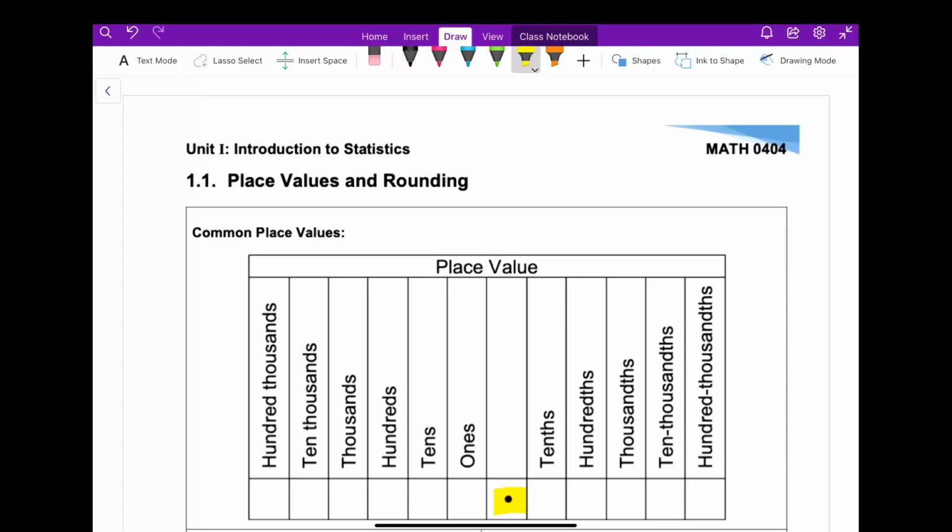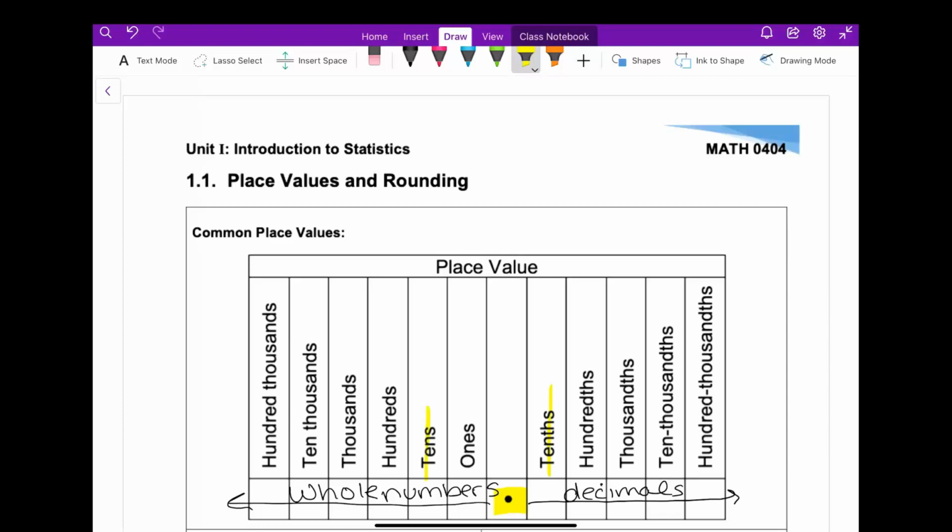The first thing I want to point out is the decimal point. To the left of our decimal point, all of these are going to be whole numbers. And to the right, these are called decimals. And we do have a pattern. We do have a tenths and we have a tens.